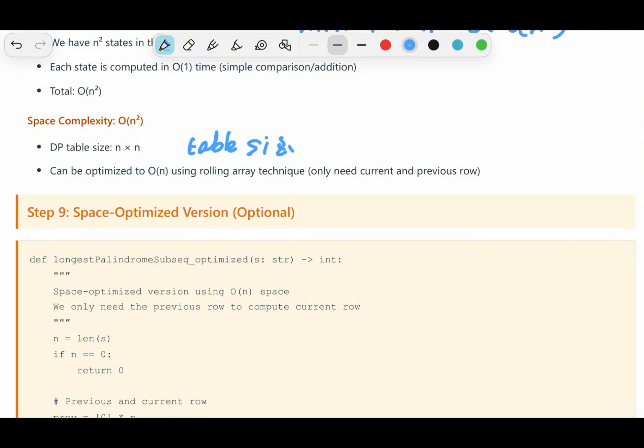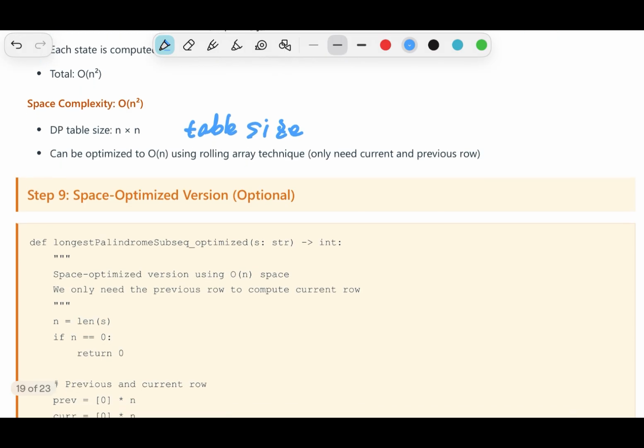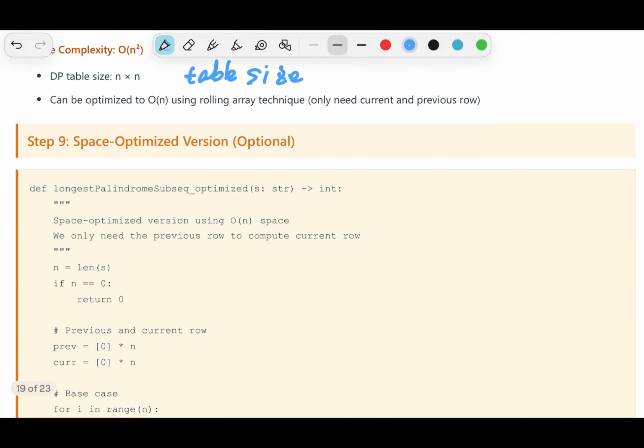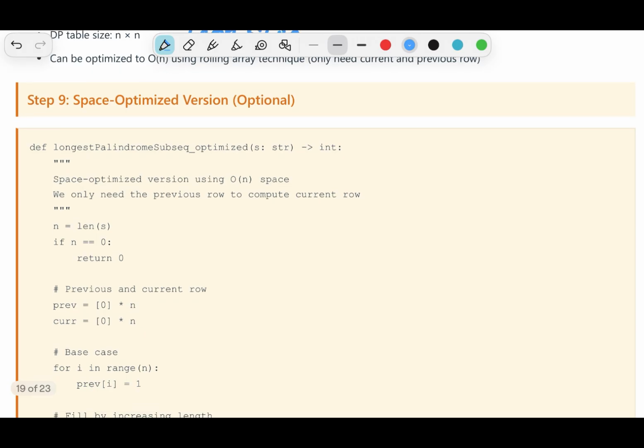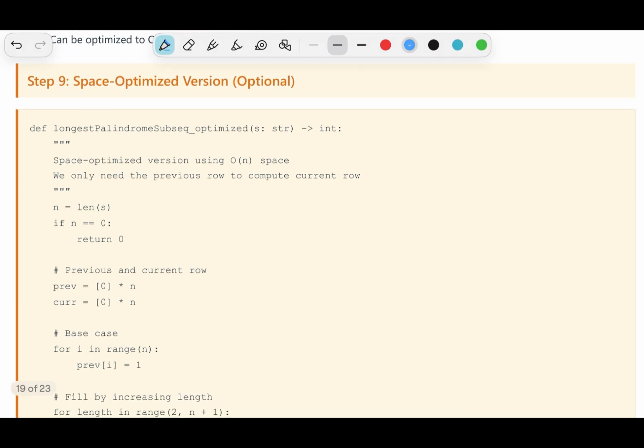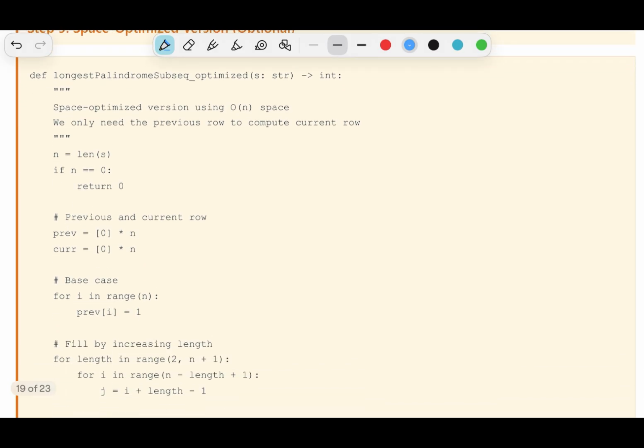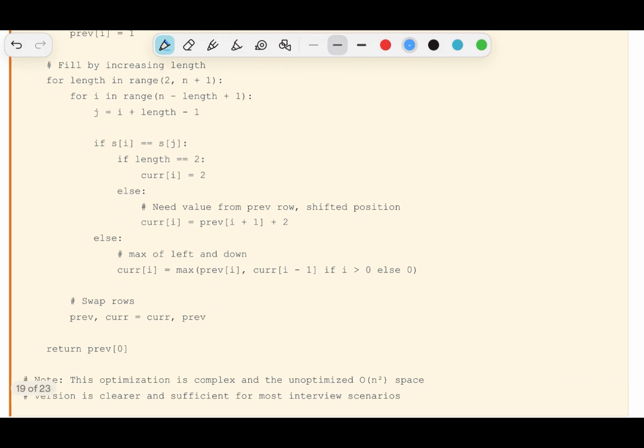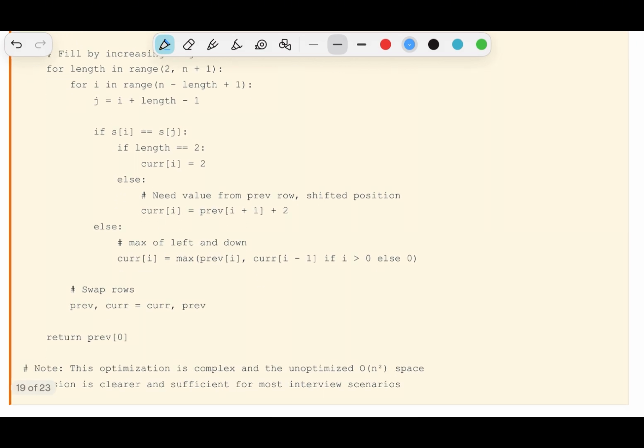Could we optimize the space? Yes, you can get it down to O(n) with a clever trick called a rolling array. But to be honest, in an interview, the O(n squared) space solution is totally fine, it's clear and correct, and it shows you understand the core logic.